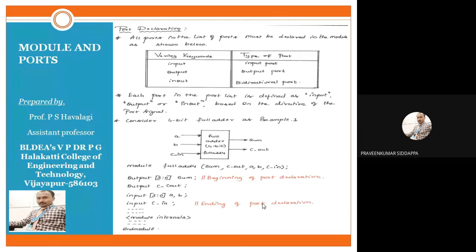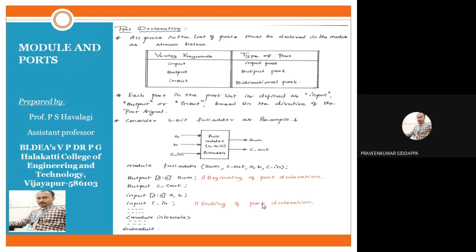Next we will move to the port declaration. Here all ports in the list of ports must be declared in the module as shown below. In Verilog, we get three keywords: input, output, and inout. Whenever we are designing any system, if you have an input, we should write it using the keyword input, output, or inout. Each port in the port list is defined as input, output, or inout based on the direction of the port signal.